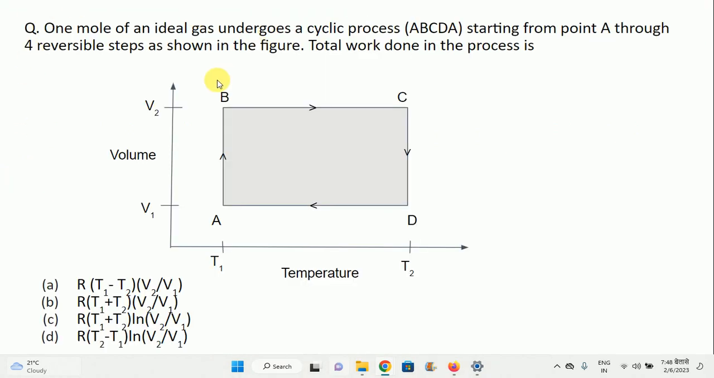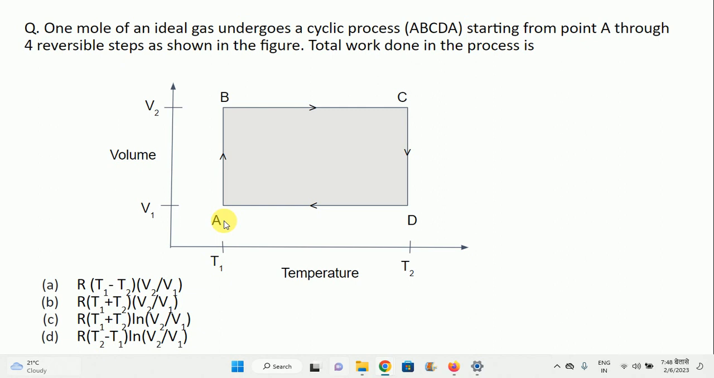Next question. 1 mole of an ideal gas undergoes a cyclic process A, B, C, D, A, starting from point A through 4 reversible steps as shown in the figure. The total work done in the process. So we need to calculate the total work done. It is going from A to B, then B to C, C to D and D to A. And we know work done is not a state function, it is a path function. So we have to calculate it along each path.